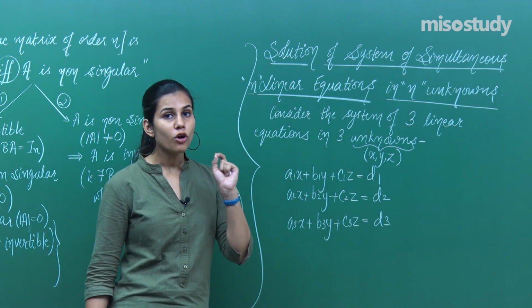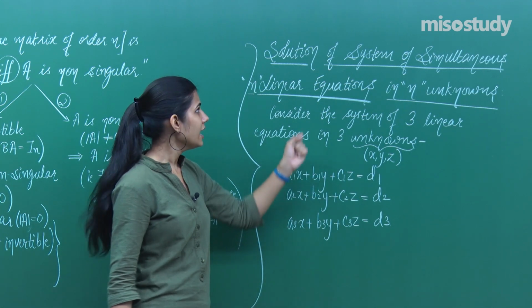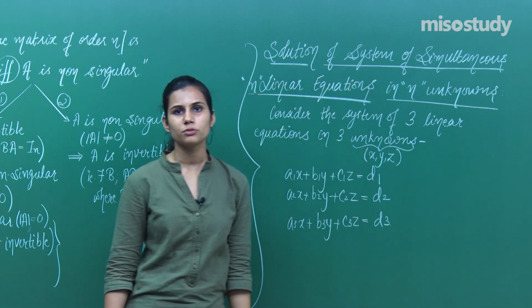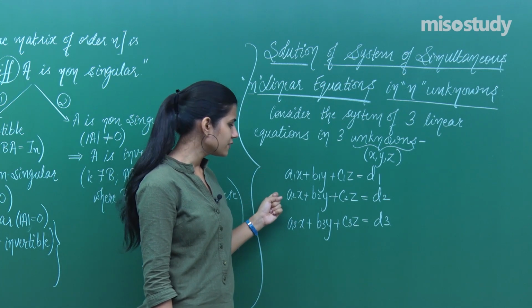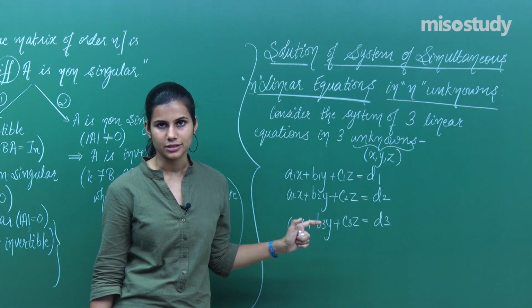That means the solution of not one equation is supposed to be found. I have written, solution of the system is supposed to be found. That means that value of x, y and z we have to find which satisfies the first, second and third, all three equations of the system.